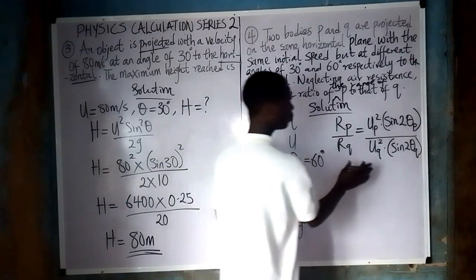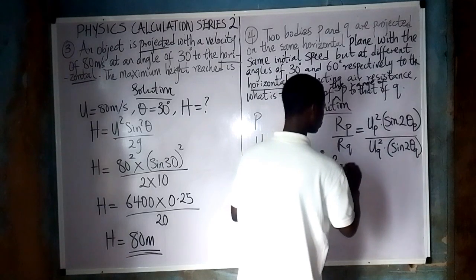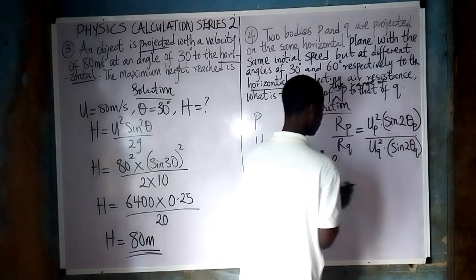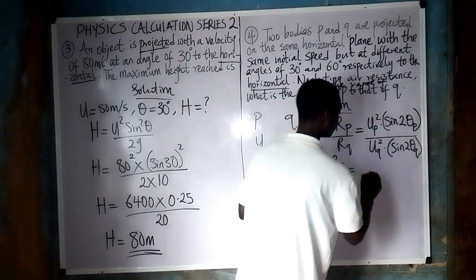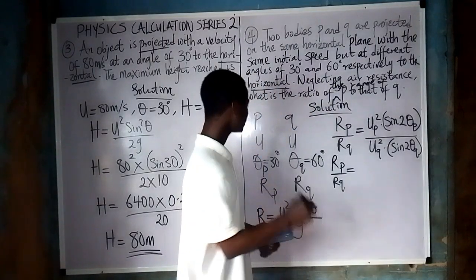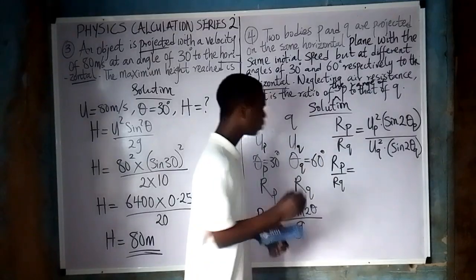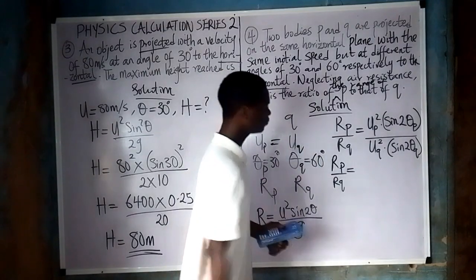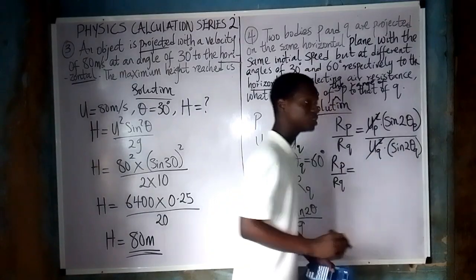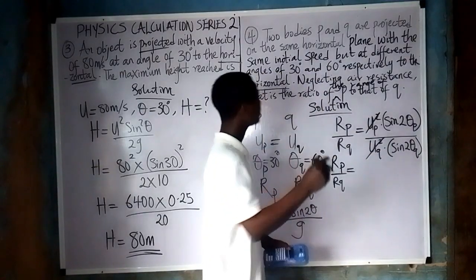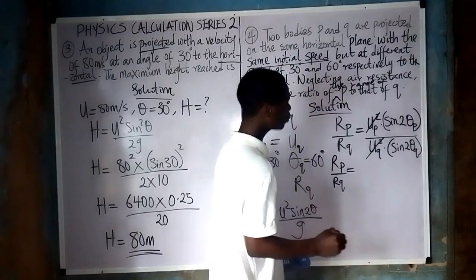Now from here, what are we going to have? R_P over R_Q will now be equal to, but we said that U subscript P and U subscript Q are the same. They have the same value. If that is true, this will cancel this, because it was from the question. They said with the same initial speed. So we have cancelled that out.